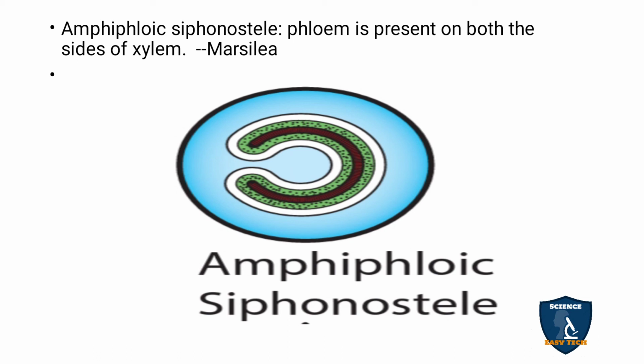Amphiphloic Siphonostele. Phloic means phloem, so amphiphloic means the phloem is present on both sides. You can see the xylem in the middle, and here it is phloem, and this side it is also phloem. So the xylem is surrounded on both sides by phloem. Amphi means both. Example, Marsilea.